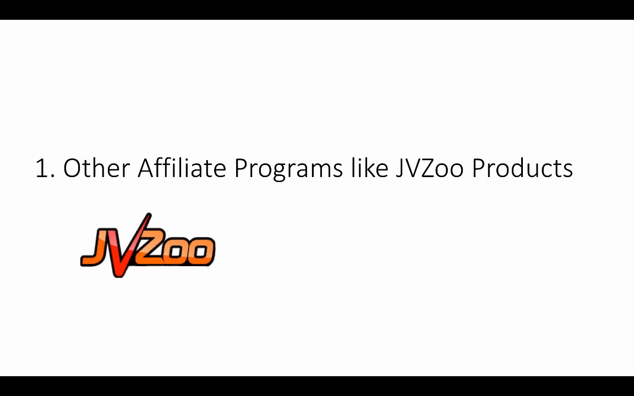You can just go to jvzoo.com to visit the website. It is just like Clickbank. This is not a training about how to register for JVZoo or how to choose products for JVZoo, but it's the same concept. You look for the products that you want to promote, you choose that, you generate your affiliate link, and then you promote it to your own list.